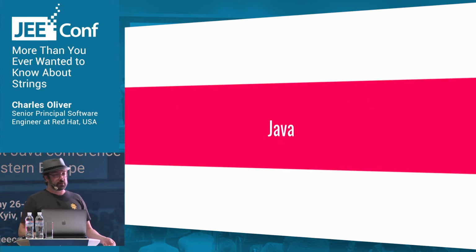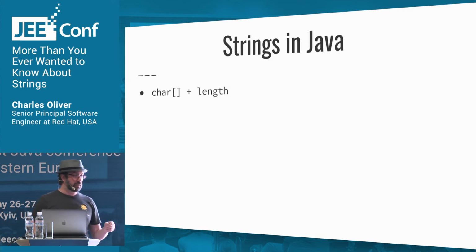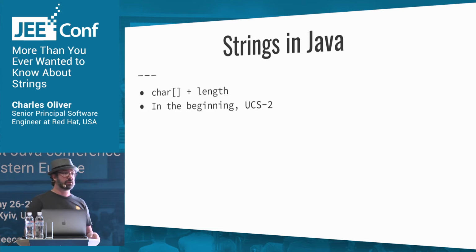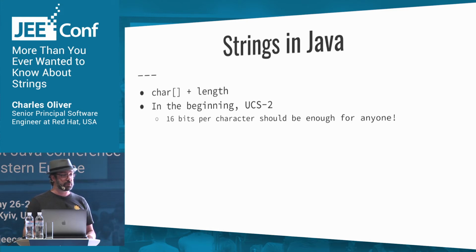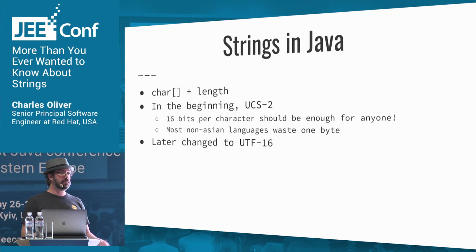So let's look at what we have in Java. Okay, so strings in Java are a character array and generally a length representation to say how many characters in there are actually being used. In the beginning, this was UCS-2, just like the universal character set. And the idea, again, with the standard UCS-2 was that 16 bits per character should be enough for everything we want to do. And then, unfortunately, most other languages would waste that 1 byte. When UCS-2 turned into UTF-16, Java had to follow suit. We didn't have a way to represent wider characters. It was set in stone at that point.